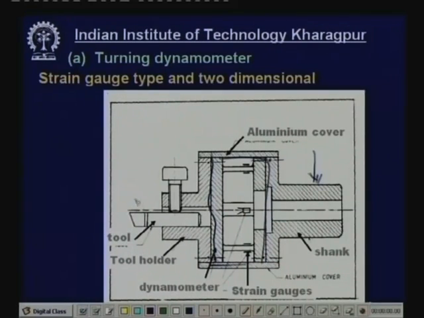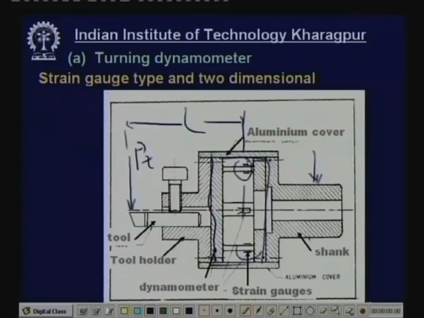Now this is the force acting on that, say Pz. This is the cantilever beam, so this is the length L. This force Pz will produce a bending moment. Pz multiplied by L will create a bending moment. This moment will create stress here. So bending stress sigma is proportional to strain. That strain will be detected by strain gauges.